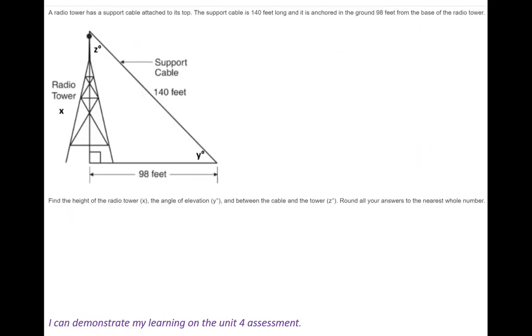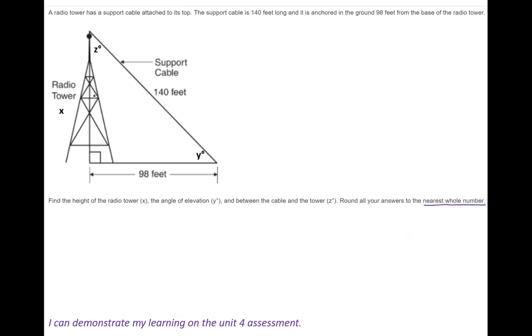All right, our last one, guys, last one. A radio tower has a support cable attached to its top. The support cable is 140 feet long and is anchored in the ground 98 feet from the base of the radio tower. So they give us all the information. They ask us to find the height of the radio tower, the angle of elevation, and the angle between the cable and the tower, and round all of our answers to the nearest whole number. It's really important to read the directions.